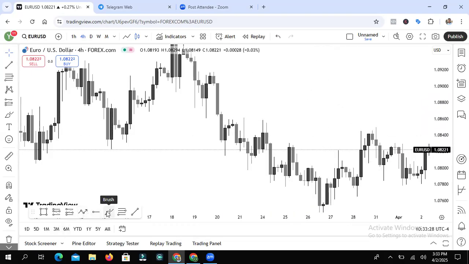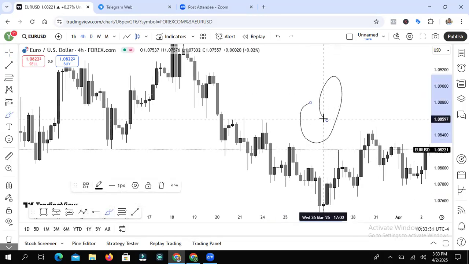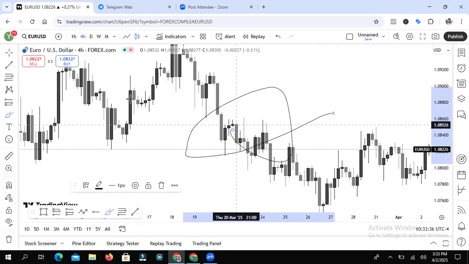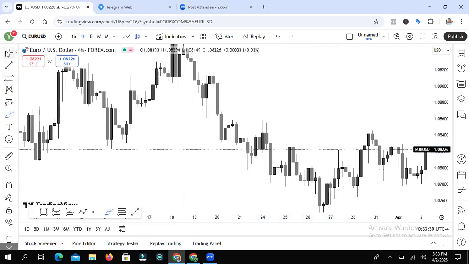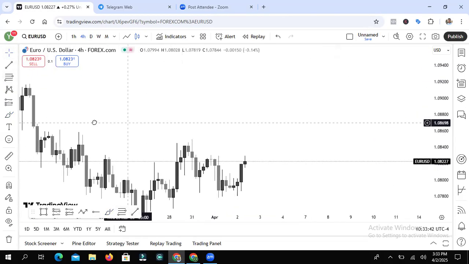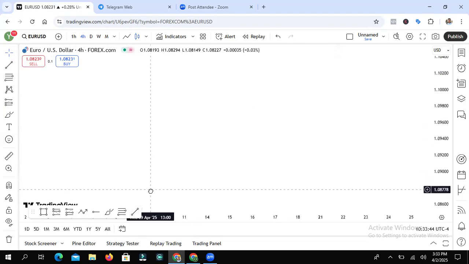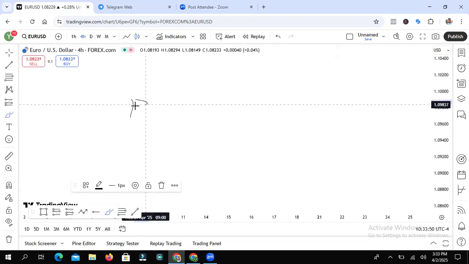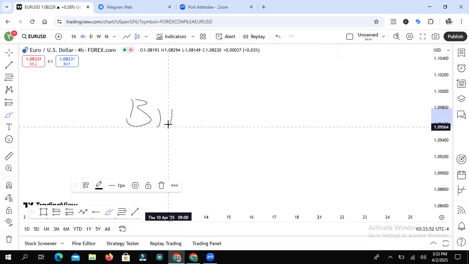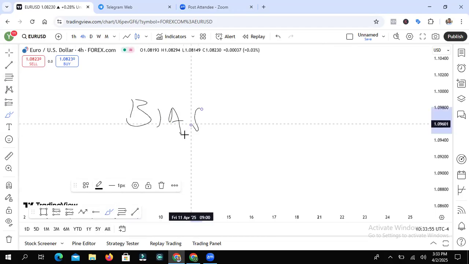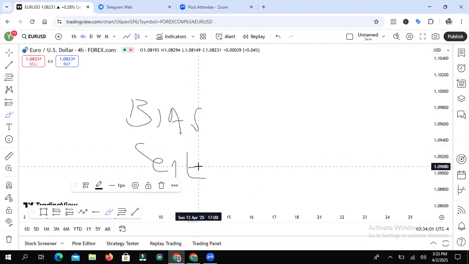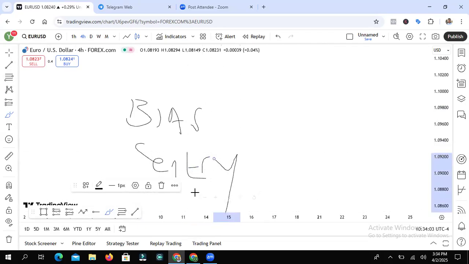One thing is that I want to make this training as simple as possible. In trading, before we get on the chart, there are two things basically that you need. Number one is bias. Then number two is entry. This is all you need in terms of trading.